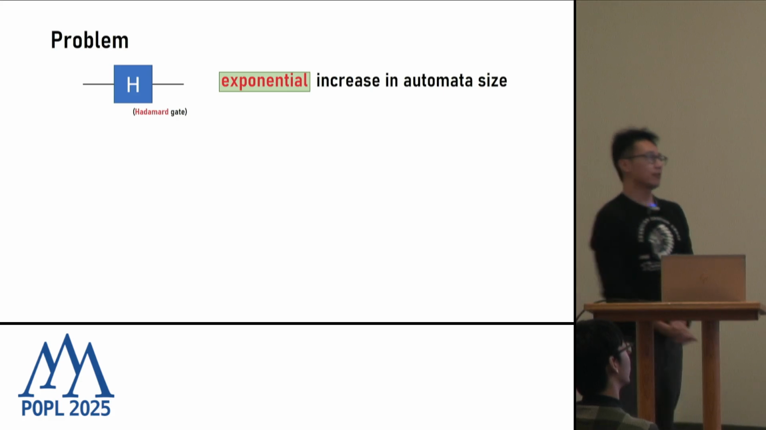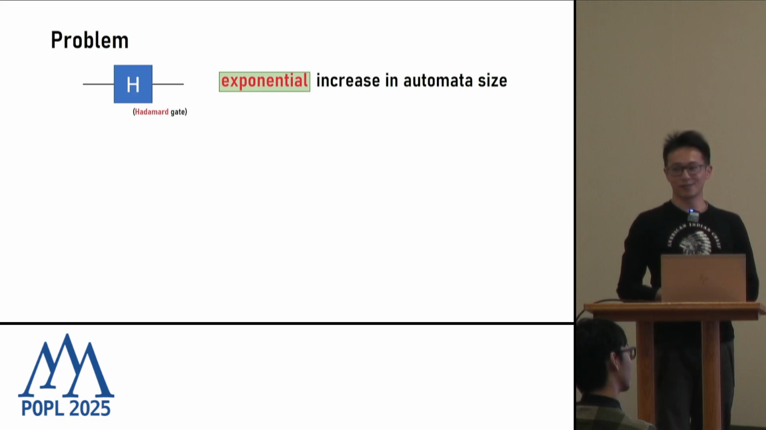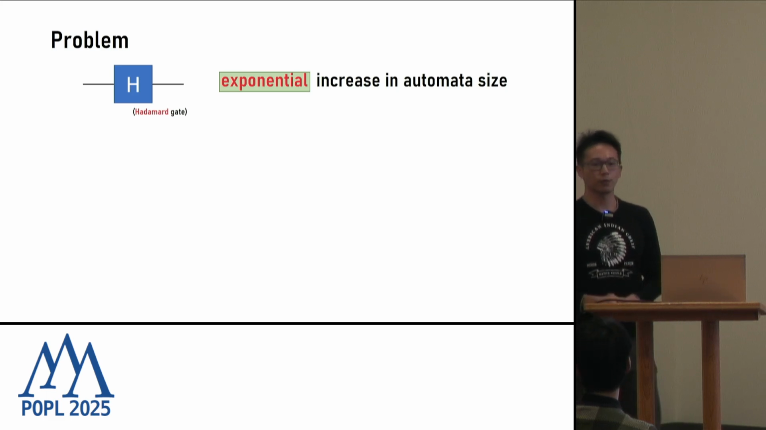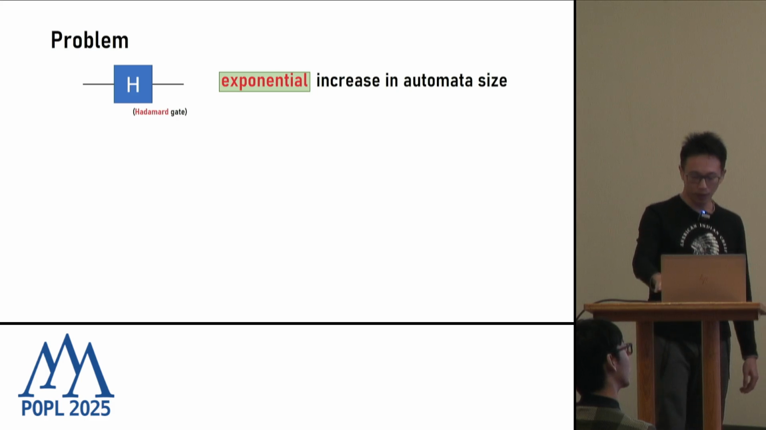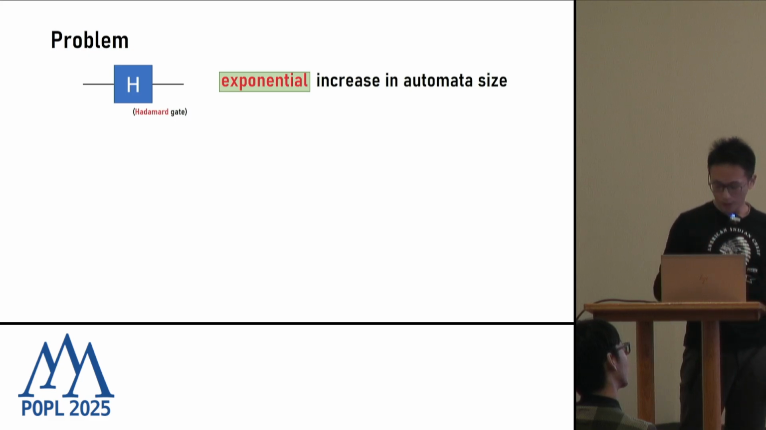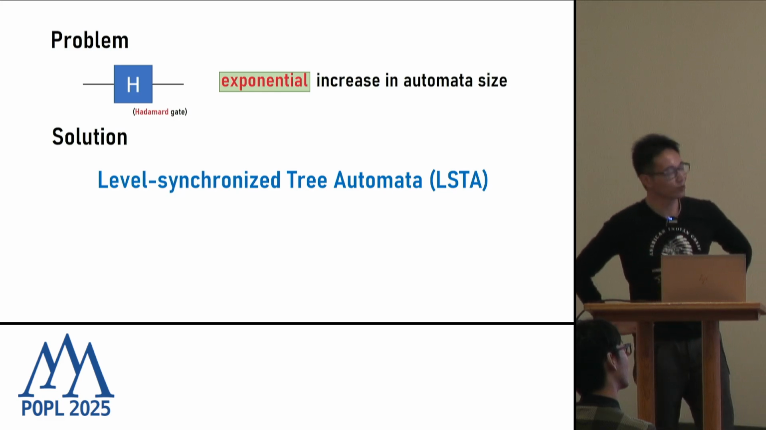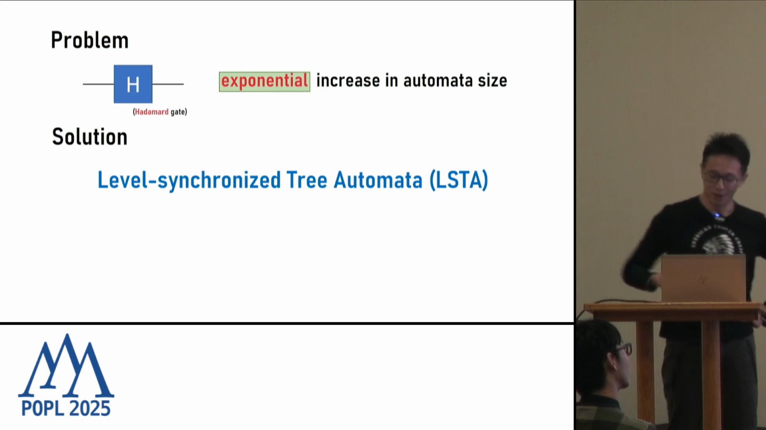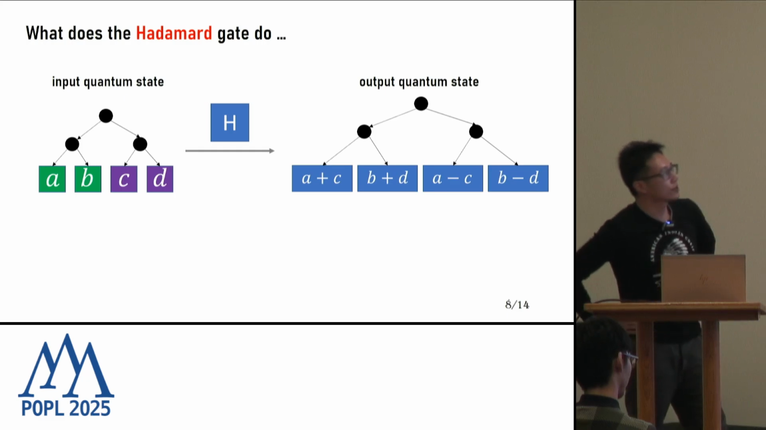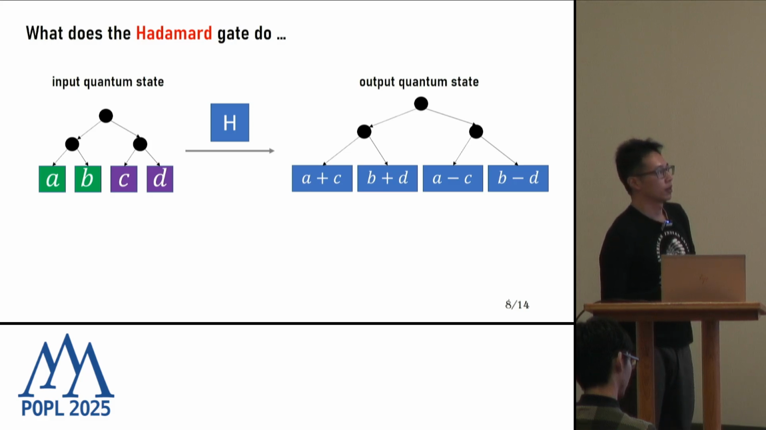I mentioned earlier that the complexity of the Hadamard gate is exponential, and this is really bad because the Hadamard gate occurs frequently in our benchmarks, sometimes over 90% in some cases. I will show you that the solution to this problem is our newly defined level-synchronized tree automata, LSTA. First, we're going to talk about what the Hadamard gate does to a quantum state and why it is difficult for a tree automaton to handle it.